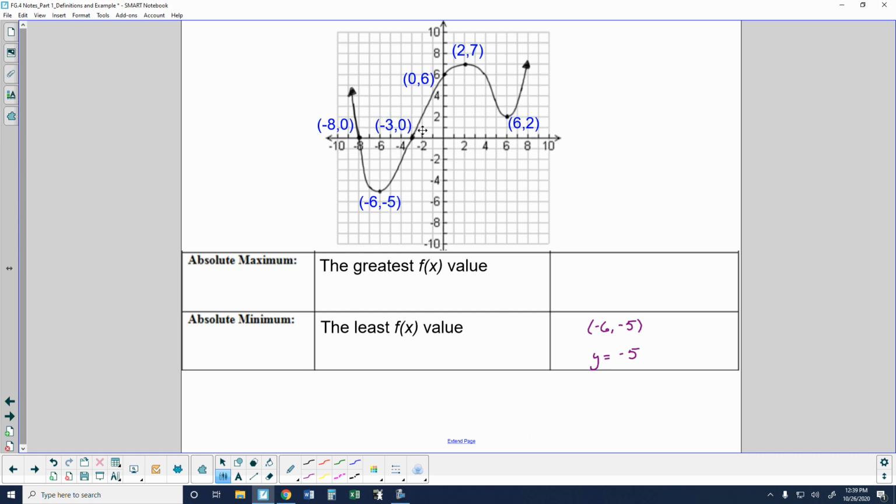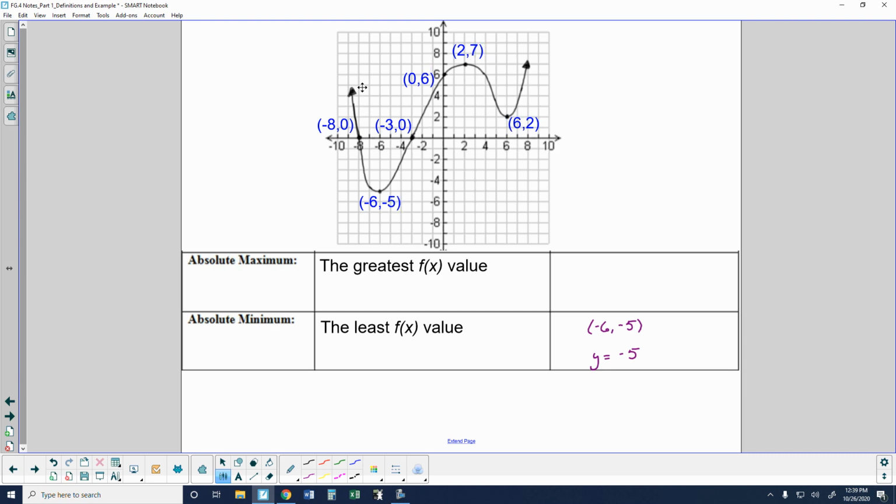Now, absolute maximum, we're looking for a single point that's higher than any other point. We need to be careful here. Most people would look here and say, okay, (2, 7), that point is higher than any other point. But remember these arrows right here. These arrows mean that this function will go up forever. It'll go up and it will never stop going up.